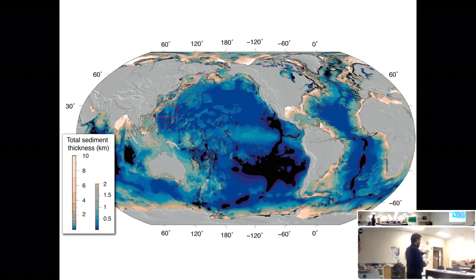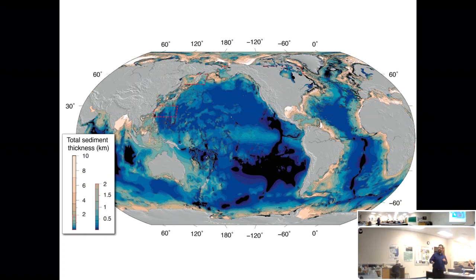Now you see pelagic environments are generally much thinner. Then you're only talking up to maybe 2 kilometers. You see that? It's such a big difference that we needed to have two scale bars. We have a scale bar for neritic, and another one for pelagic, because there's such a big difference. Some places have up to 2 kilometers of sediment in the pelagic environments, but a lot of those places have big areas that have nothing.